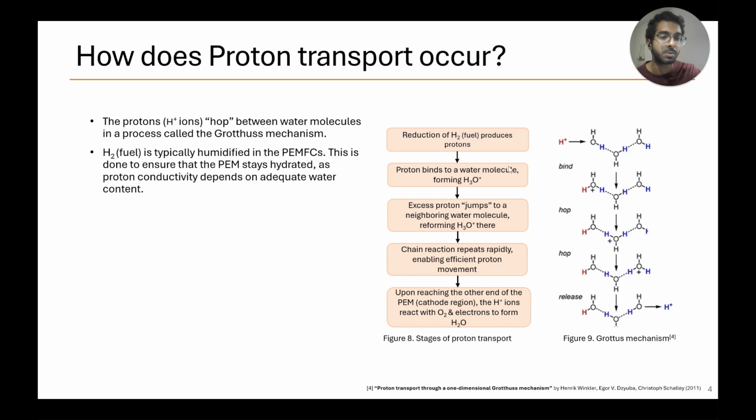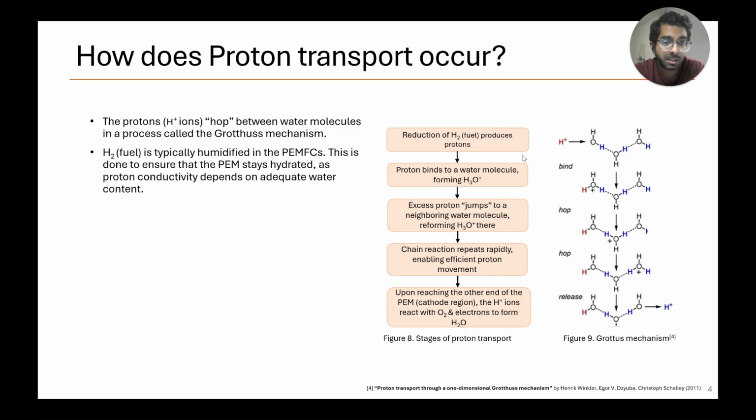Now let's talk about the proton transport through the membrane. So I have the Grotthuss mechanism over here, right? As we discussed earlier, the oxidation of hydrogen or the fuel produces protons. A proton gets attracted towards a lone pair of electrons on the oxygen atom and binds to it, forming a hydronium ion, known as H3O+. Now this H3O+ is also highly unstable and further dissociates to form water and a proton.